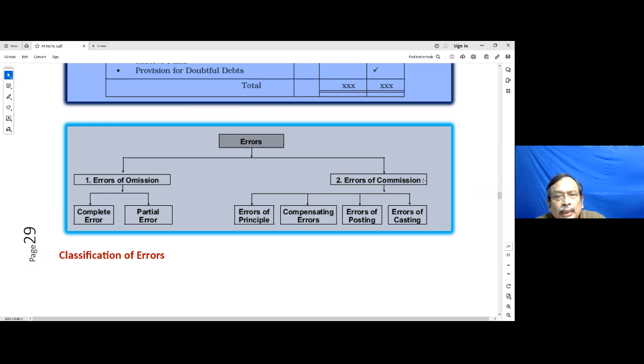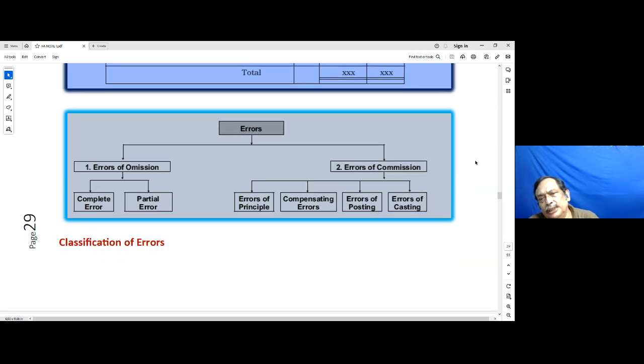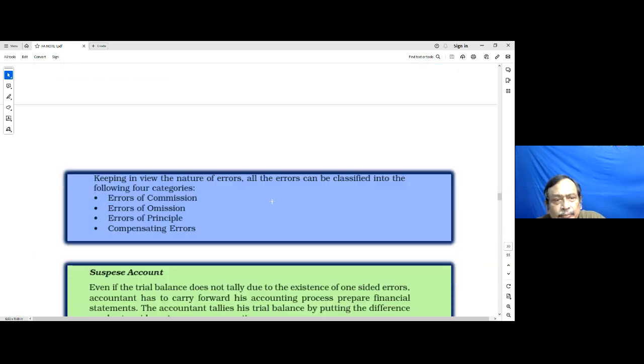Now, errors we can classify into two heads. Number one, errors of omission, and number two, errors of commission. Under errors of omission, we have complete error and partial error. Under errors of commission, we have errors of principle, compensating errors, errors of posting, and errors of casting. Now, we are discussing the classification of errors.